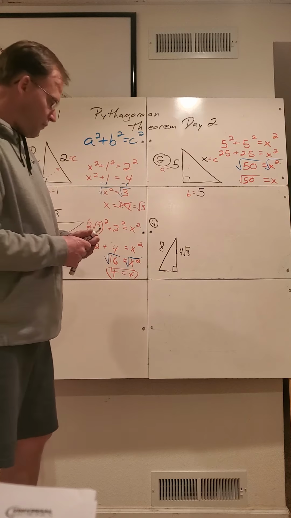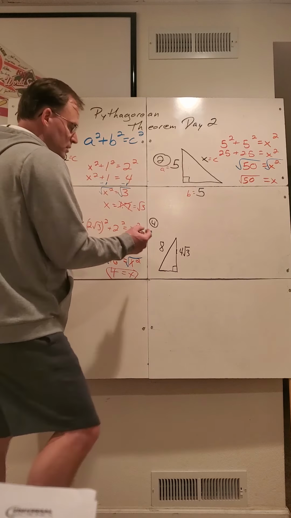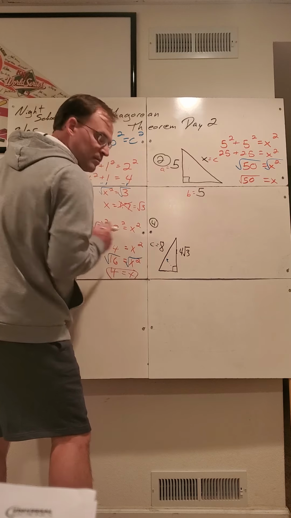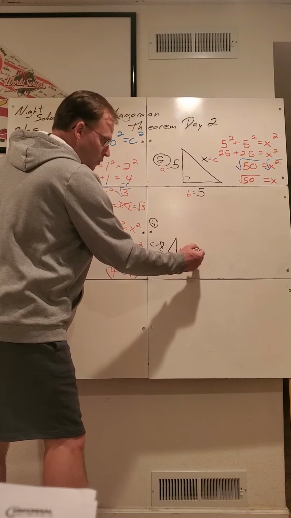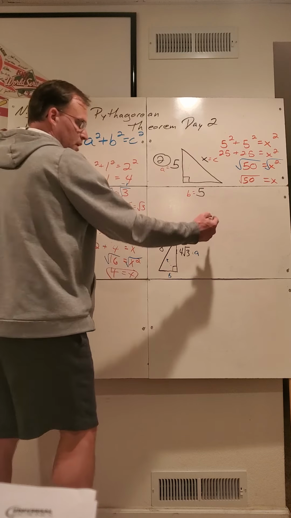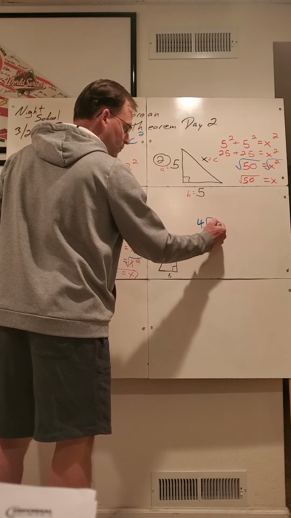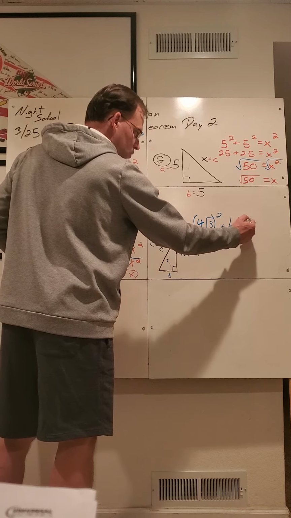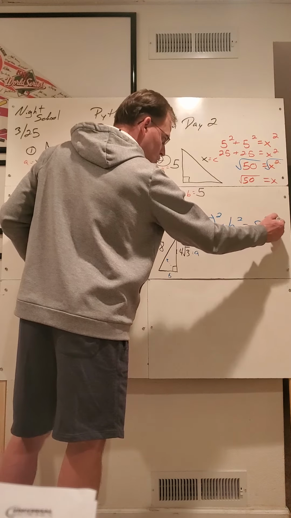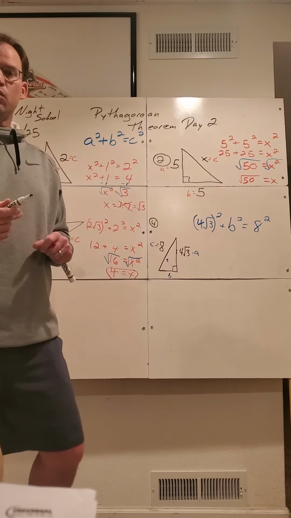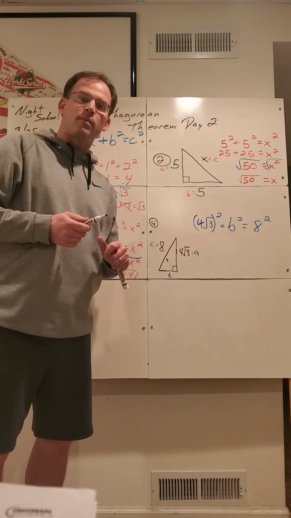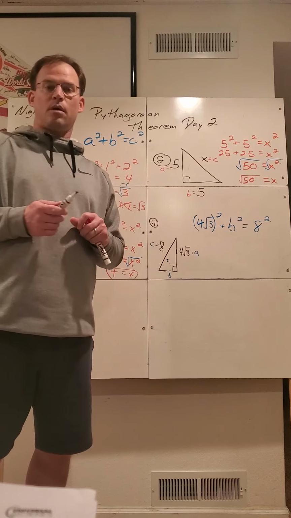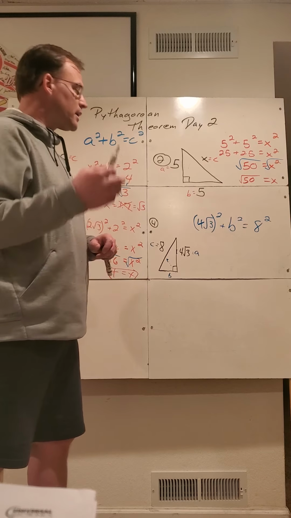So here we go, number 4. Again, identify your parts and pieces. Here's my right angle. Opposite my right angle, that's my hypotenuse. These two don't matter. One's A, one's B. So here we go. A squared plus B squared equals C squared. Pythagorean theorem every time. Identify your parts to make sure you put the numbers in the right spot. Grab a calculator.